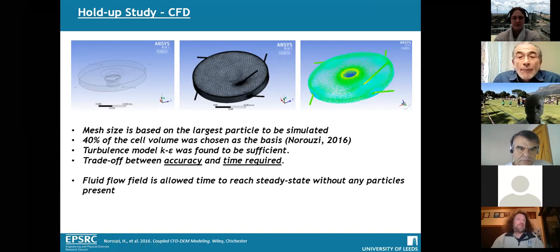When we are doing particle fluid coupling, then of course the size of the mesh is important, and here we use the 40% guide for the cell volume to be occupied by the particles, following the recommendation by Norouzi. And we use the K epsilon turbulence model because it is faster, and also it gives reasonably good accuracy and is sufficient in terms of flow field, bearing in mind the mesh size and also the particle interactions. And we also allow the fluid flow field to come to a steady state before we introduce the particles.